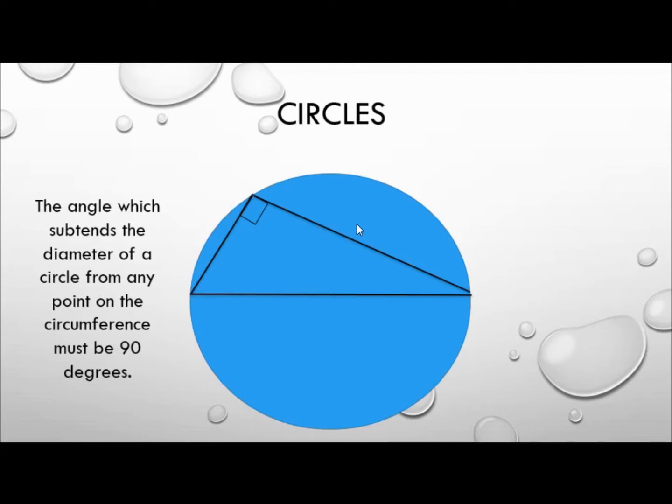What I'm actually saying is if you draw a line from one end of the diameter of a circle and the other end of the diameter of a circle, and you draw those lines to converge on any point on the circumference of the circle, the angle those two lines make will be 90 degrees. In other words, the angle which subtends the diameter of a circle from any point on the circumference of the circle must be 90 degrees.